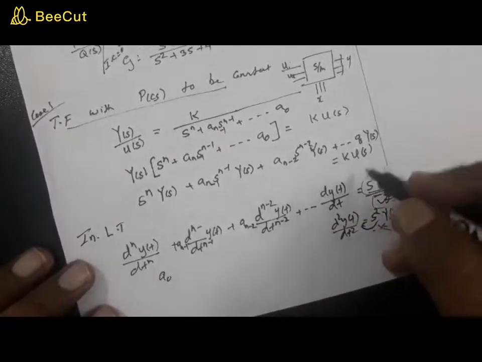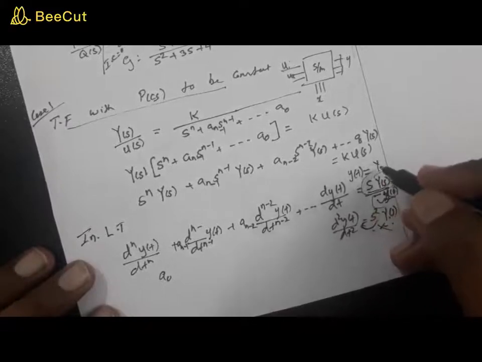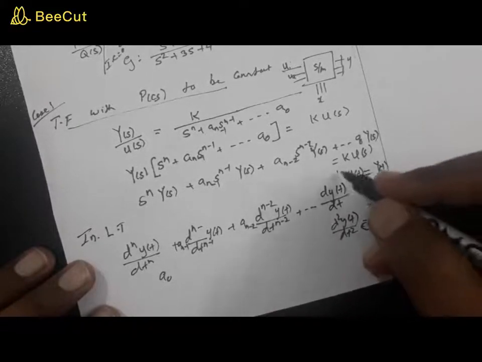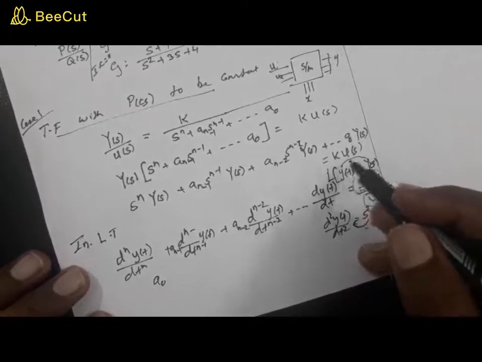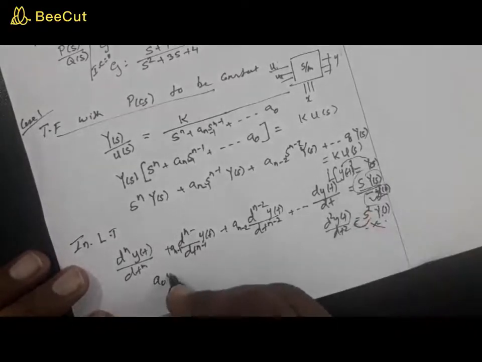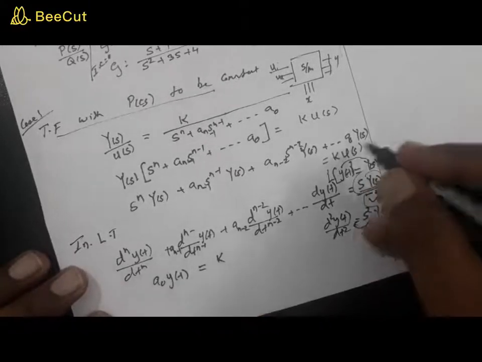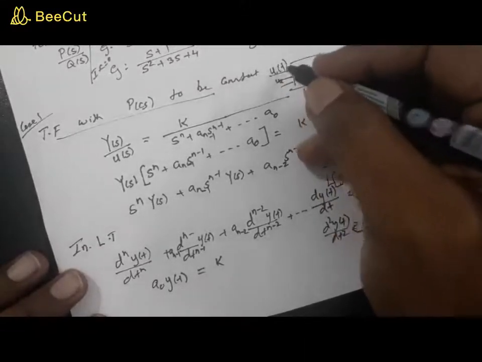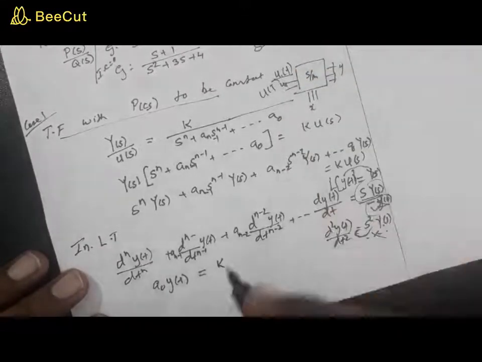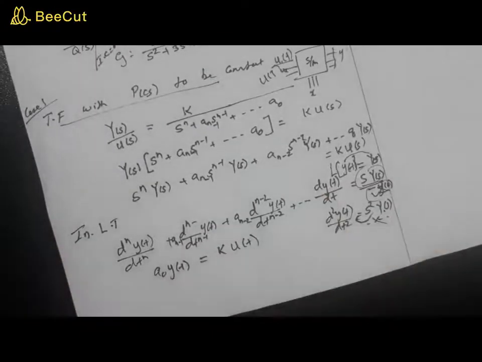What is y of s? Y of s is the Laplace transform of y of t, right? The Laplace transform of y of t is y of s. So what is the inverse of y of s? It has to be y of t. So a0 into y of t is equal to k into, what is the Laplace inverse of u of s? The Laplace inverse of u of s is u of t. Okay, so this is k into u of t. Now you have the differential equation.